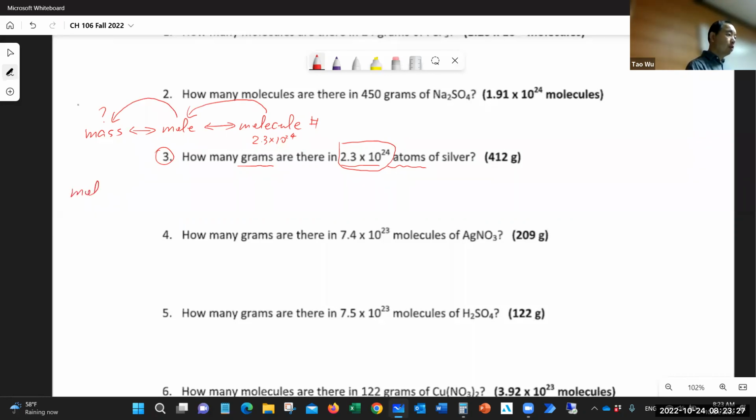First, you need to find the moles. The mole should be equal to the molecule number divided by Avogadro's number. So we have 2.3 times 10 to the 24 atoms, divided by Avogadro's number, 6.02 times 10 to the 23rd. In this case, for the first step from molecule to mole, you don't even have to know what kind of material it is. As long as you know the molecule number, you can directly convert that to the mole.